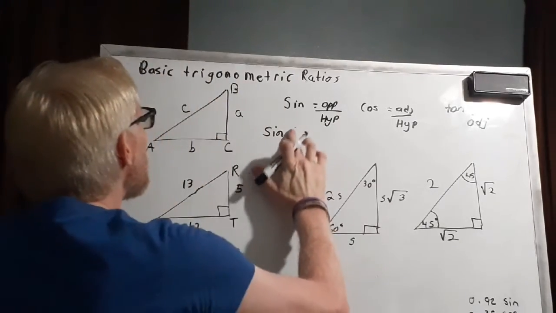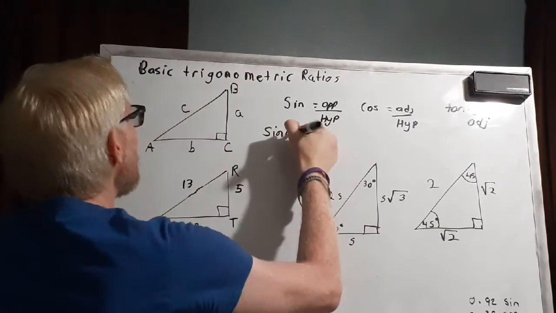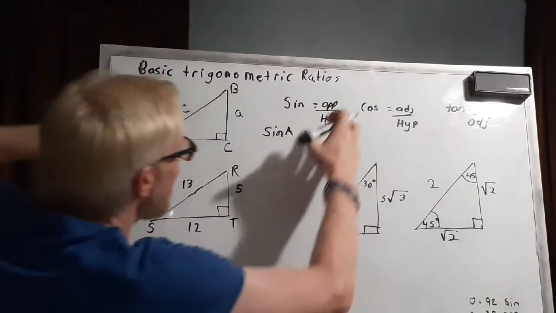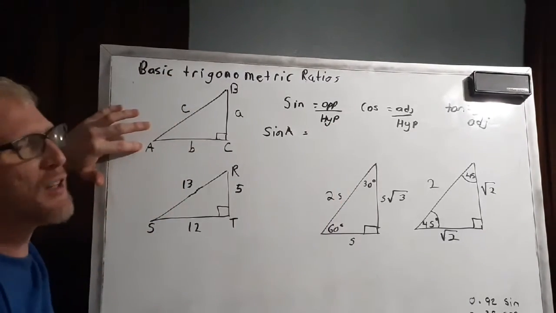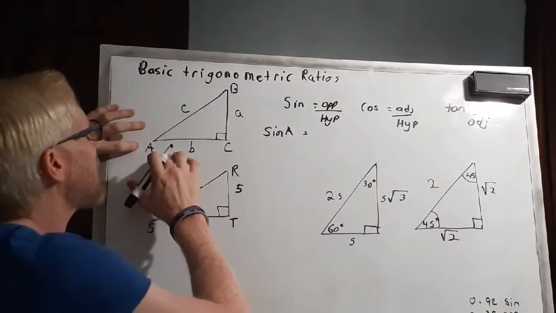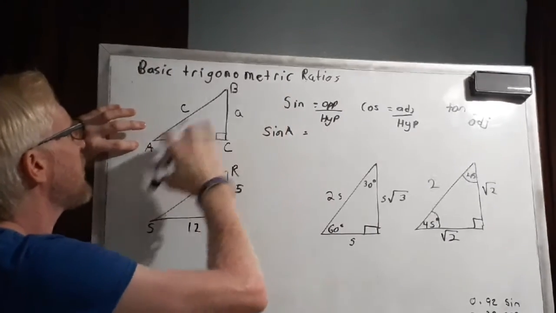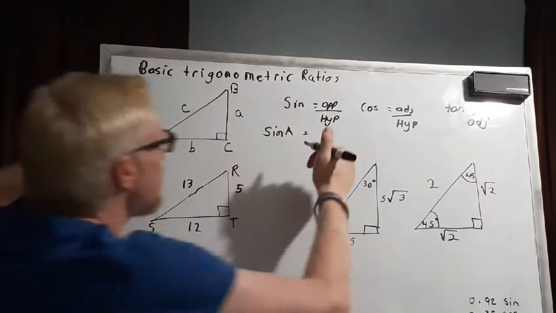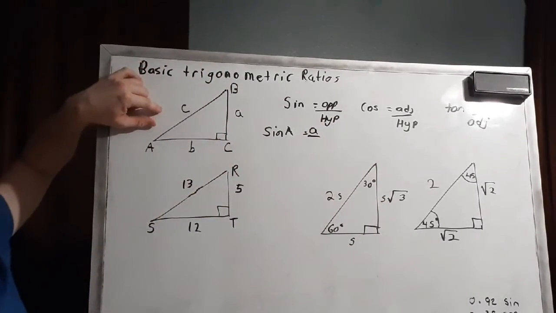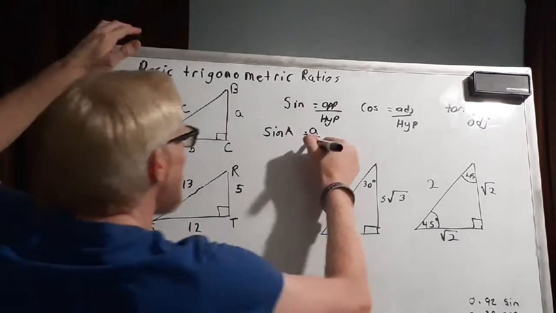So if I want to look for the sine of A, I look at my angle A, and it says sine is opposite over hypotenuse. Well, I need to look at which side is opposite to A. The side that's opposite to A is the side that's farthest from A, which in this case is lowercase a, so we say A. And the hypotenuse, we said, is always C, so we say A over C.